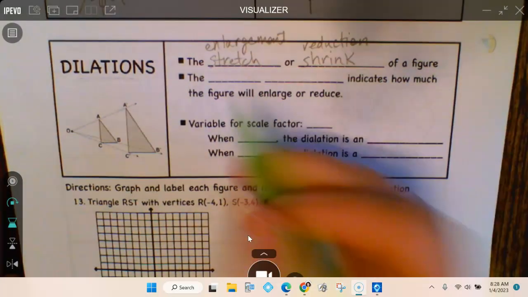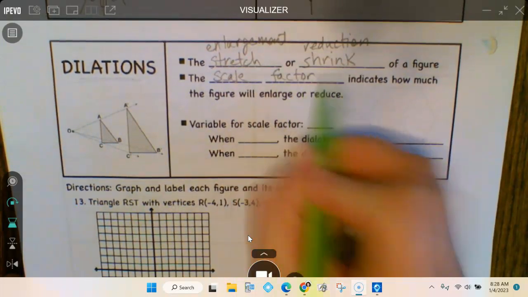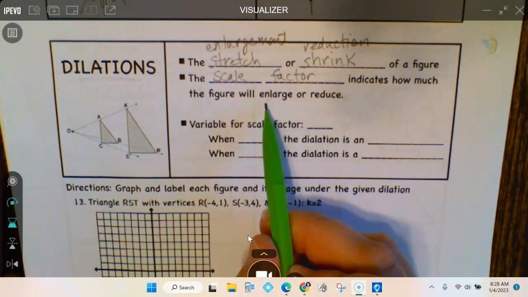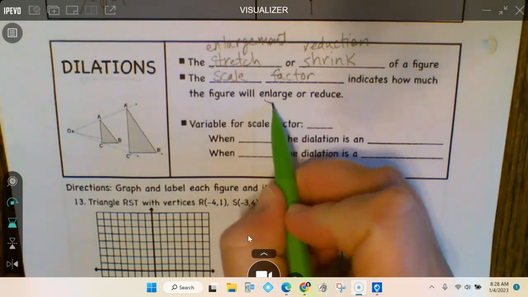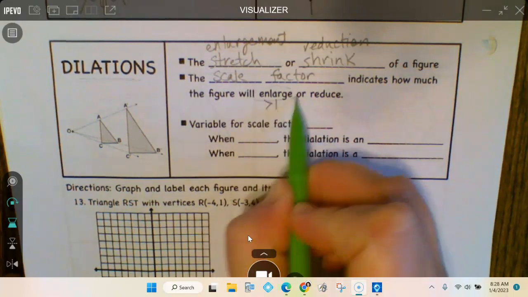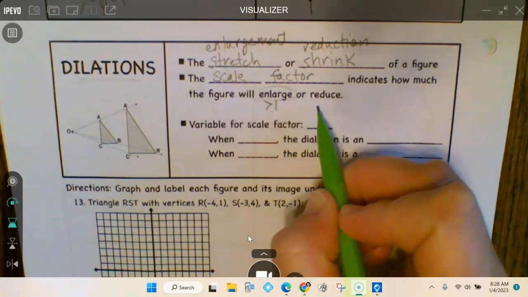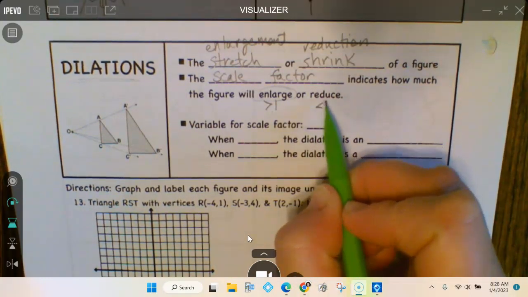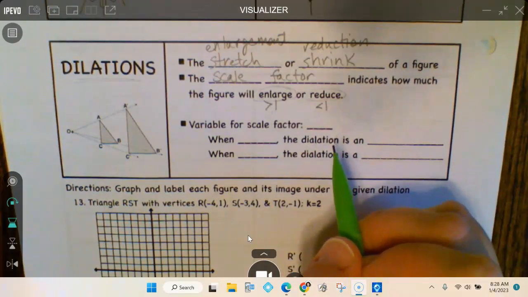Okay. The scale factor indicates how much the figure will stretch or shrink. So if your scale factor is greater than 1, it's going to enlarge because you are multiplying it by something bigger than 1. If your scale factor is less than 1, so like half, then you are going to shrink your figure.